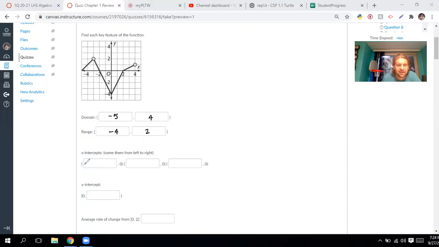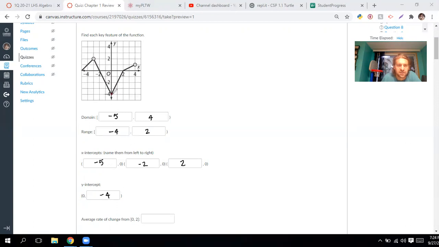All right, now name the x-intercepts, and we're going to name them from left to right. The first one here is at (-5, 0). Then we're at (-2, 0). We're just looking at where it crosses the x-axis. And then at (2, 0) over here. The y-intercept is the up and down line, and where does it cross it? Right at (0, -4).